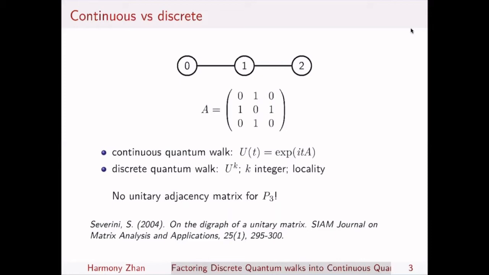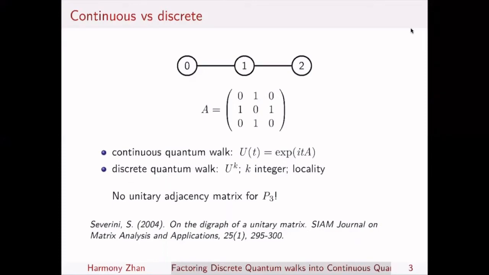Then at step k, the transition matrix is simply the k-th power of some unitary matrix U. So that is change number 1. Change number 2 is we cannot take U to be an arbitrary unitary matrix. Now it has to respect the so-called locality. And what do I mean by that? It means after each step, you can only move to one of the neighbors. So the walker cannot jump too far. This means whatever you construct must respect the adjacency of the graph.